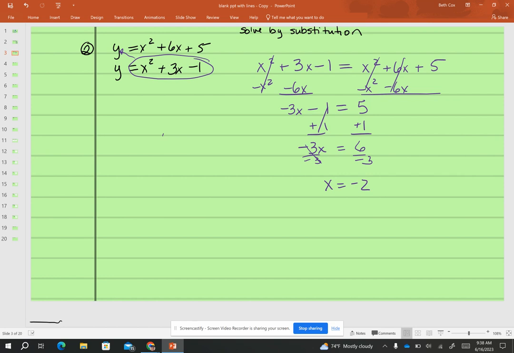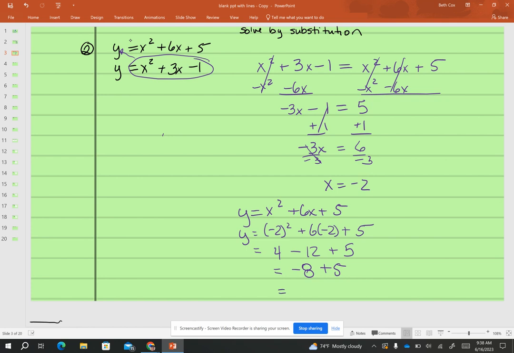I'm going to plug it back in to one of the originals to get my y answer. So the original said y is equal to x squared plus 6x plus 5. I'm going to plug in negative 2. And I'm going to get 4 minus 12 plus 5, which is going to give me negative 8 plus 5, which is negative 3. So my answer is the point negative 2, negative 3.